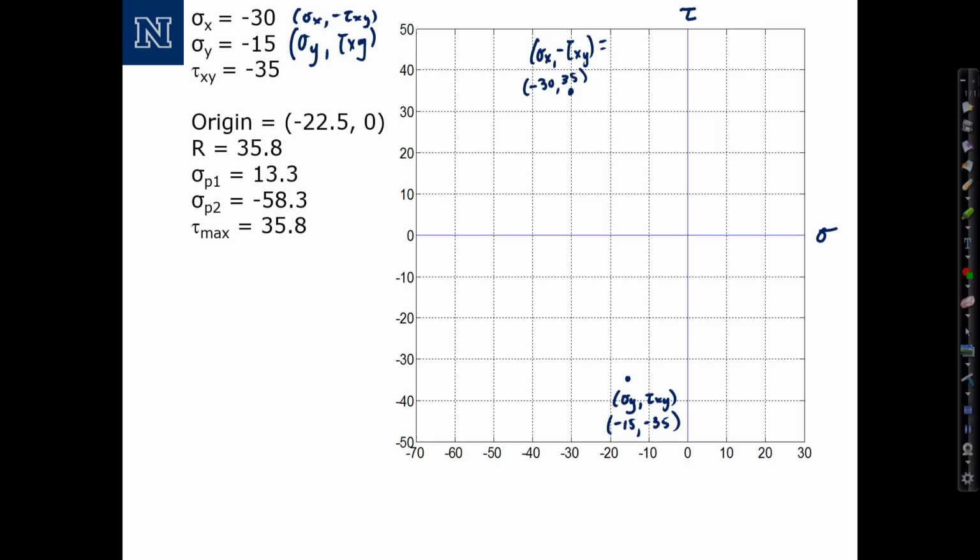Now I want to draw a line connecting those 2 points. Make that line as straight as possible. And that line will intersect the sigma axis at the origin of the circle. The origin, which is negative 22.5 and 0. And that does, by inspection, look to be right. If it's not right, you should go back and check your calculations and make sure they're correct. This is part of your sanity check.